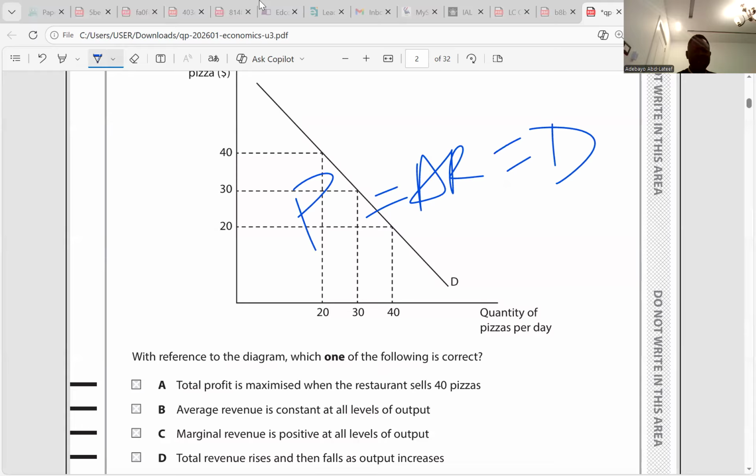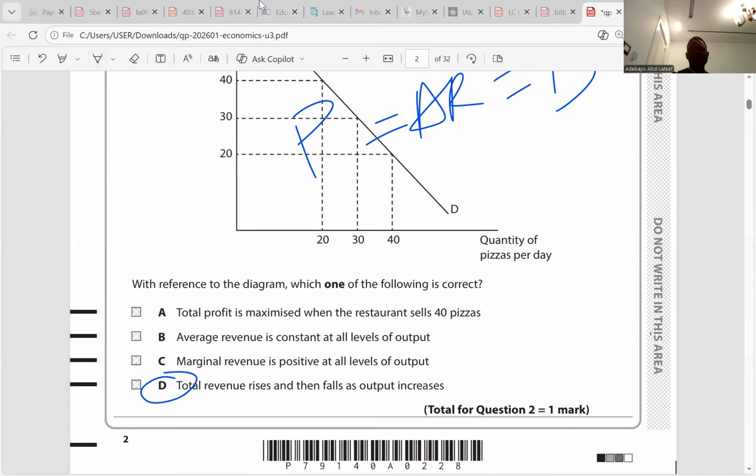Then C, marginal revenue is positive at all levels of output. Now, marginal revenue is expected to rise, then fall. Marginal revenue increases, then reduces. So it's not C. The total revenue rises and then falls as output increases here. We have price and quantity. So the answer is D. So for question 2, it is D.